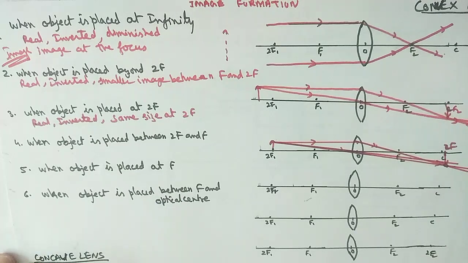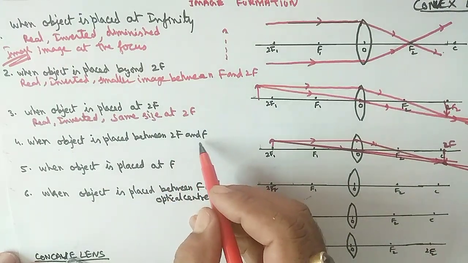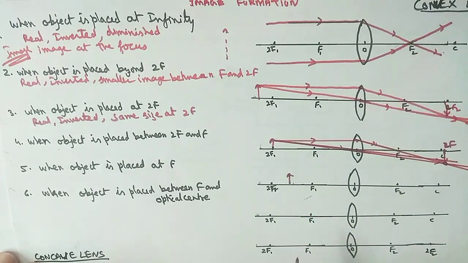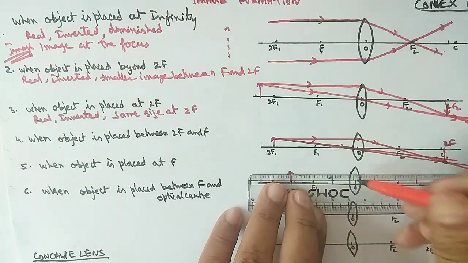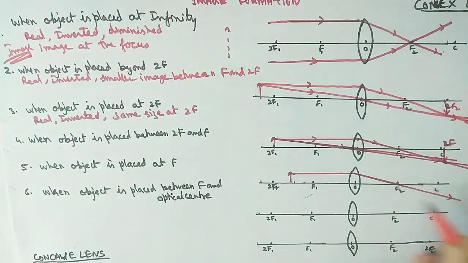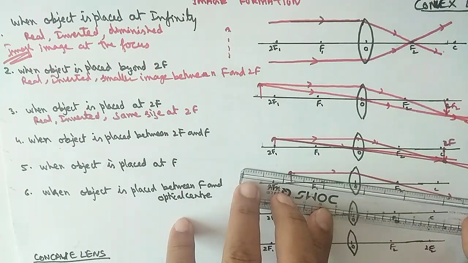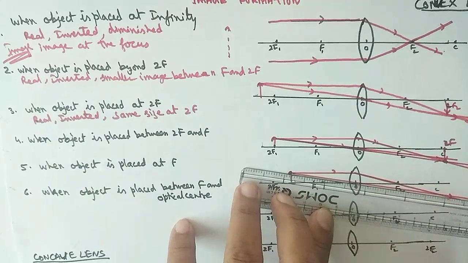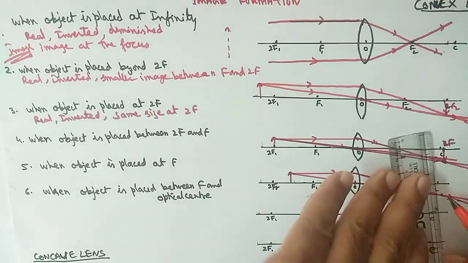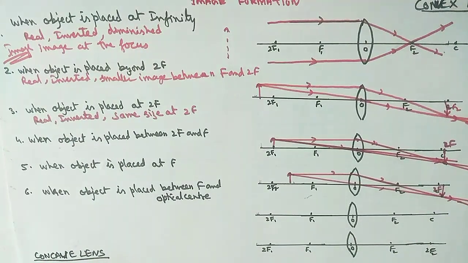See the next case, when the object is placed between 2f and f. Suppose in between you are showing like this. This is the object. Then show the first ray parallel to the principal axis, which will pass through the focus like this. And show the second ray through the optical center. This is the ray, and the image is beyond 2f. C means twice the focal length.